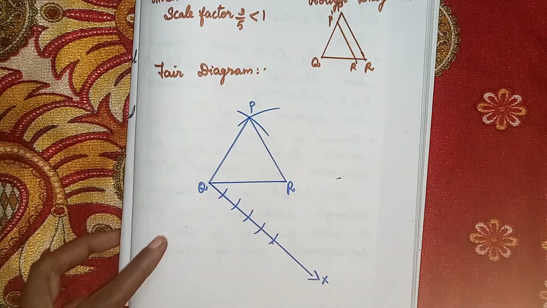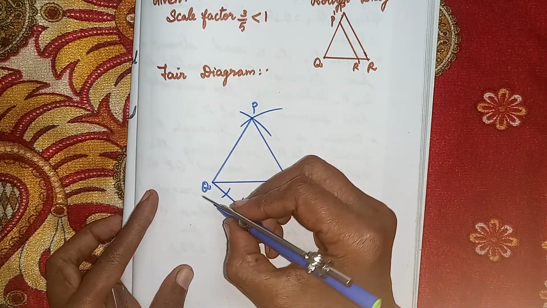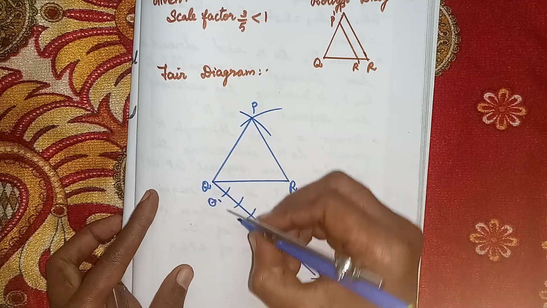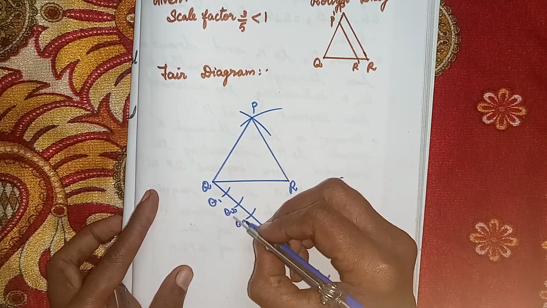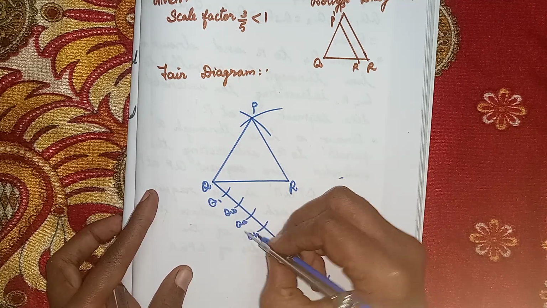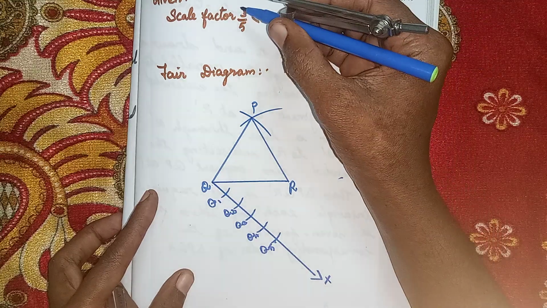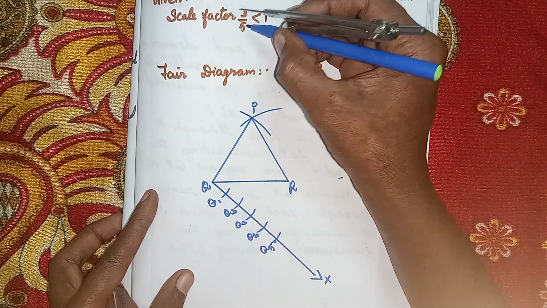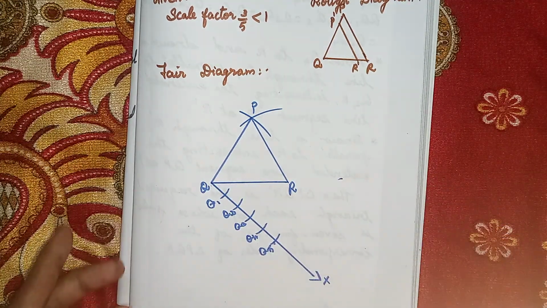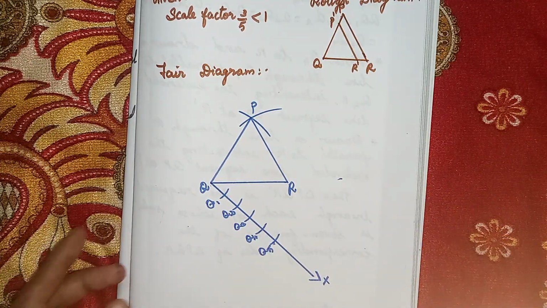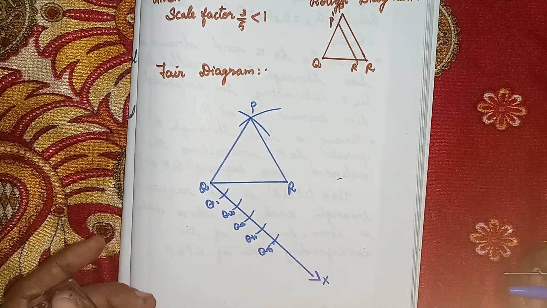Okay, 1, 2, 3, 4, 5, points I have split. You have to name them Q1, Q2, Q3, Q4, Q5. Okay, 5. The scale factor: whatever the highest number is, that many parts we have to split. I have taken 1 centimeter; you can take any measurement also.